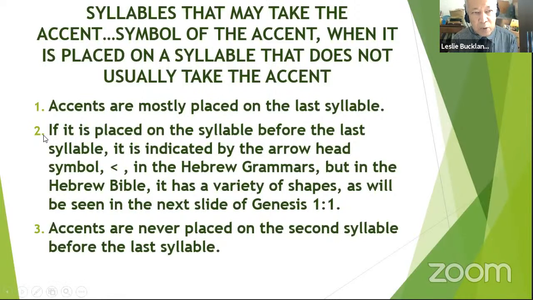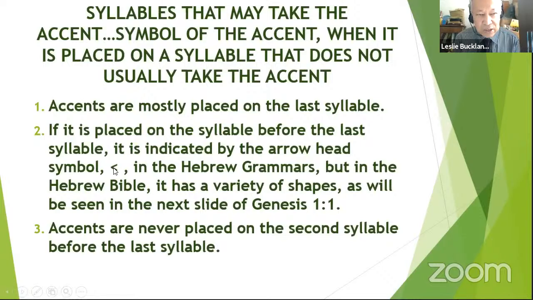But there are some Hebrew words that have the accent on a syllable different from the last syllable of the word. If the accent is placed on the syllable before the last syllable, it is indicated by the arrowhead symbol. And here is the arrowhead symbol. It looks like the arrowhead on an arrow. That's what you will find in different Hebrew grammars to indicate that that is the syllable you need to stress.